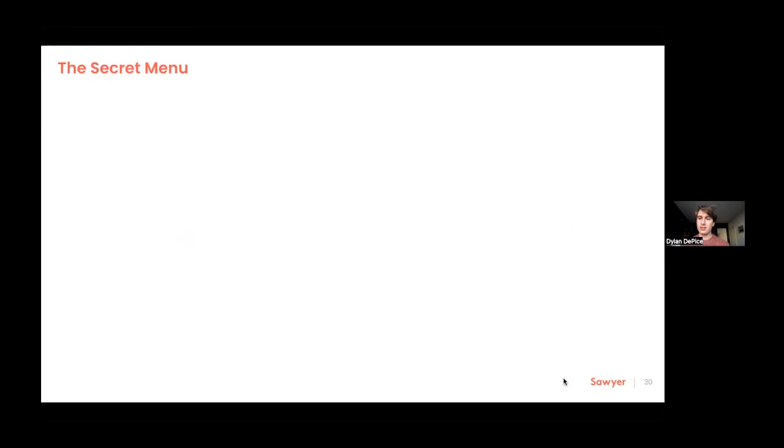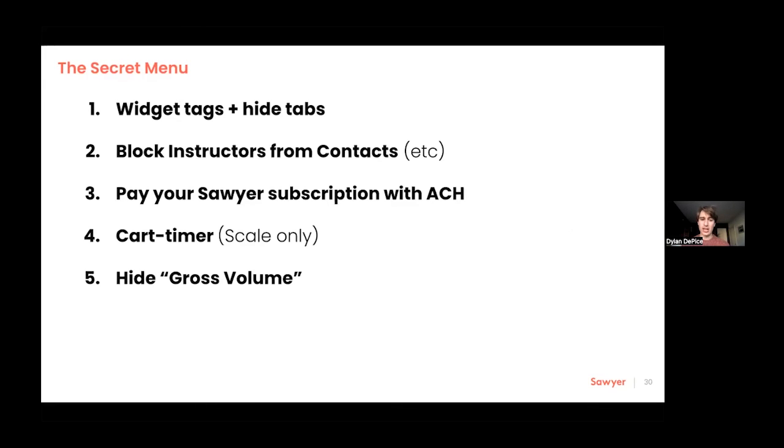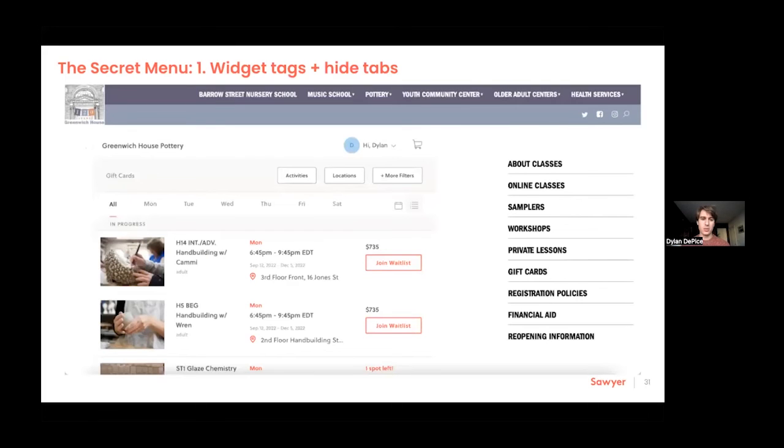Okay, going to move on to the secret menu. And we mentioned this one before: widget tags plus hidden tabs, block instructors from contacts, pay your Sawyer subscription with ACH, enable a cart timer, hide gross volume. Well, that's it. Okay. Just to be clear, these are secrets because these aren't features that are shown at all in your Sawyer for Business portal. You'll have to let us know if you're interested in these things and we can help. So let me just go over them one at a time.